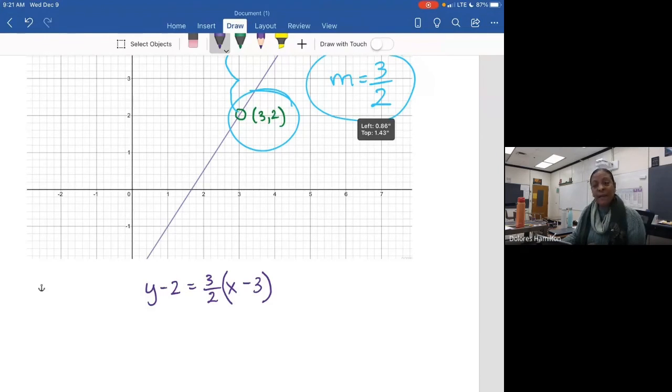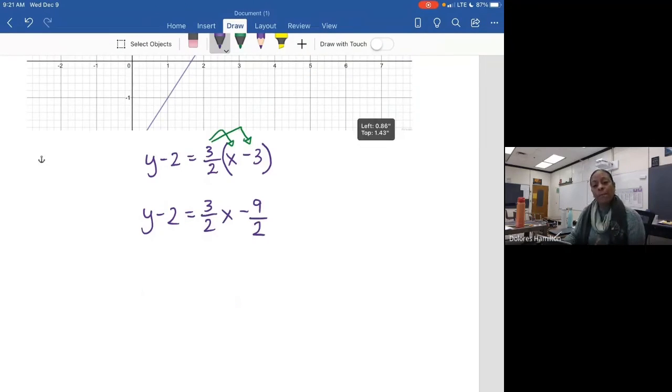So next, we're going to distribute the 3/2 so that we can get this in our standard form. So we now have y minus 2 equals 3/2 x minus 9/2. 3 over 2 times -3 is -9 over 2. So next, we're going to move the x term over to the y side, and then our next step is going to be getting rid of that 2 that's there as well.